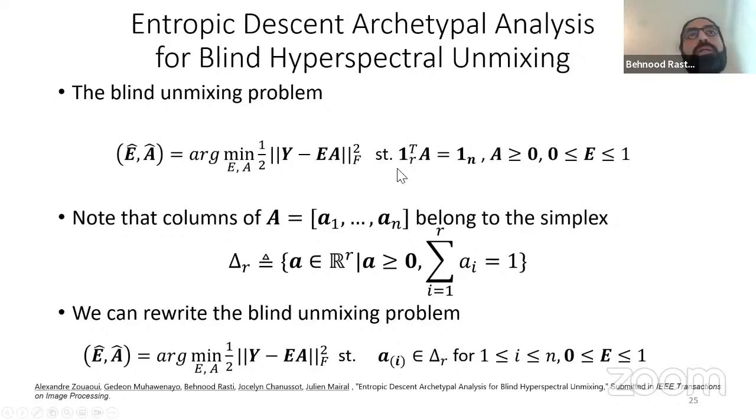this is the main unmixing problem. And we know that the columns of A belong to the simplex, let's call it delta R, the simplex that we already discussed. Therefore, we can rewrite the blind unmixing problem with the fidelity term, subject to the constraint that our abundances belong to the simplex, and also a constraint on end members.